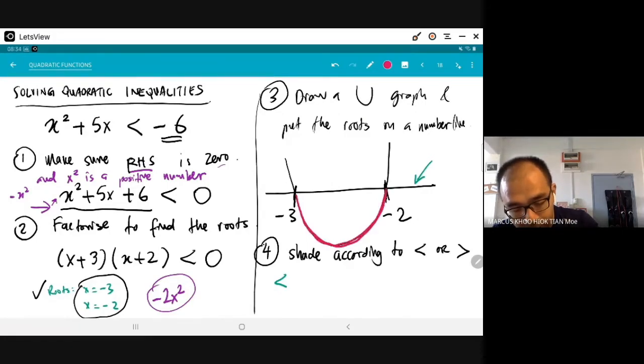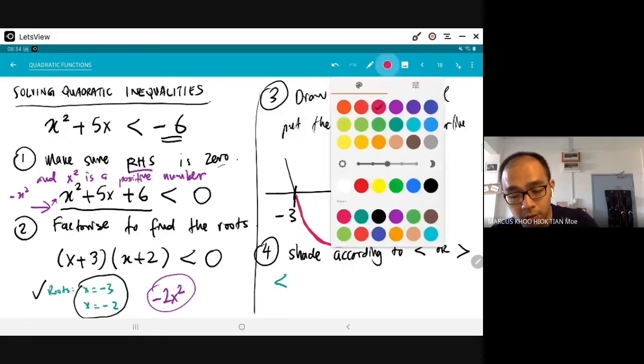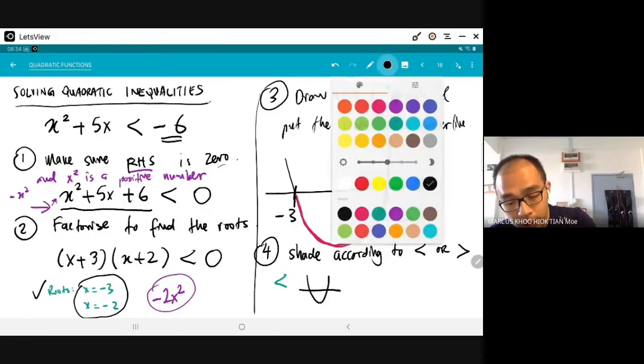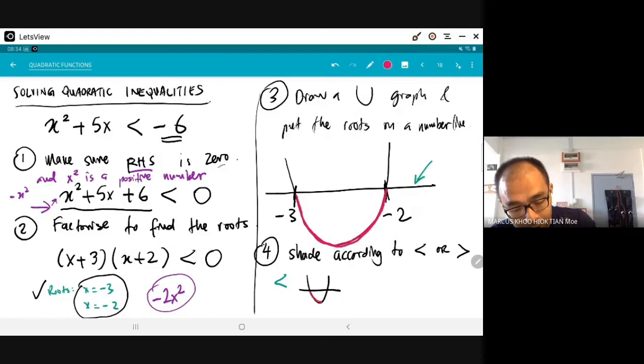So, bahagian graf ini kita lorekkan di sini. Astaga, sorry. Saya sepatutnya melukis di sini bang. Okay, kalau less dia adalah begini. So, yang kamu kena lorek adalah bahagian yang di bawah graf. Iaitu sini.